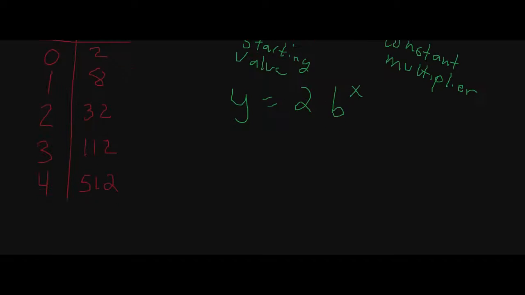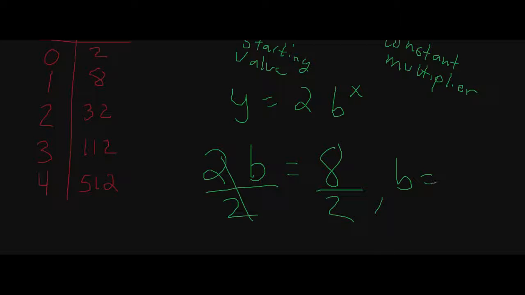value, our constant multiplier. Well, I need to find out 2 times what is going to give me 8. So I'll just write that here. 2 times the constant multiplier, 2 times whatever that b value is, should give me 8. Well, if I solve that, I'm just going to divide by 2. And we're going to get b is equal to 4.